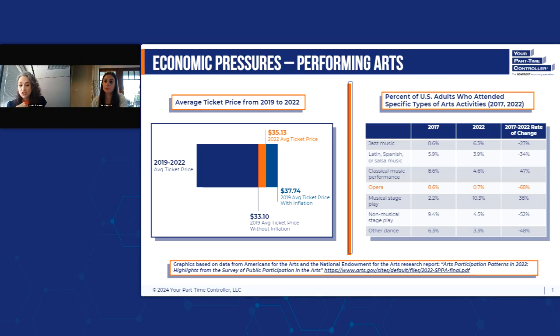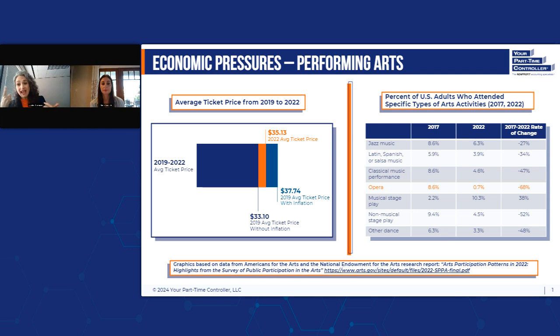And then coming back to that decrease in demand, this is a study that the NEA conducted with the Americans for the Arts. And it's a study of audience behavior. Now it is self-reported, so I'll add that caveat. But what we saw was a significant decline in the population of the U.S. attending these performing arts events. So if we look at opera, it is down 68%.